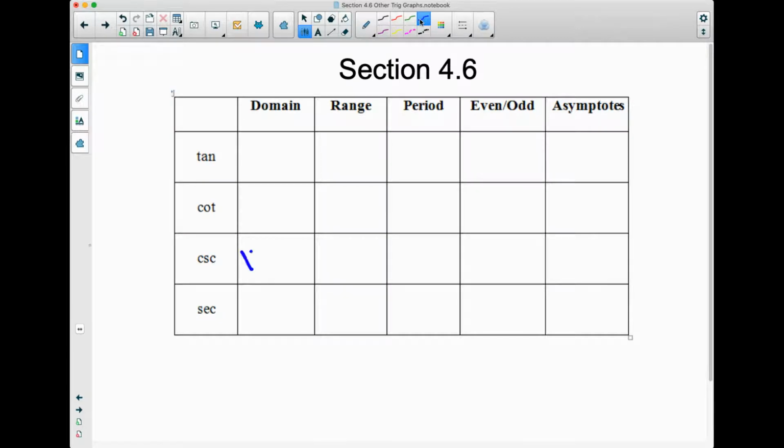So x cannot be pi k, meaning I could plug in a 1, I get pi. I could plug in a 2, I get 2 pi. I could plug in a 3, I get 3 pi. So every pi, I'm not allowed to be, which means the asymptotes are at x equals pi k as well.